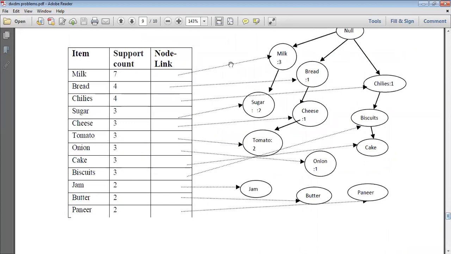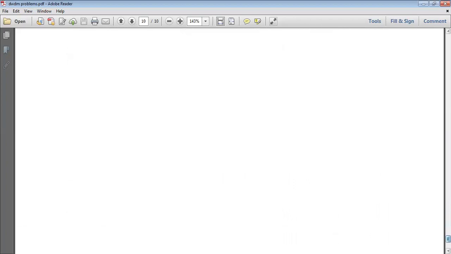For milk, you get the support count 7. Bread you get 4. Chili is 4. Like this, we fill in all the subnodes. So this is the FP growth algorithm. This is the difference between the FP growth and Apriori algorithms.